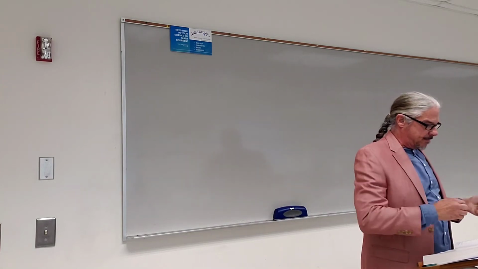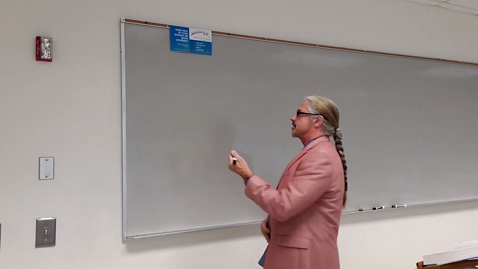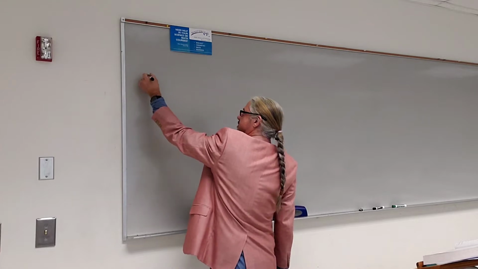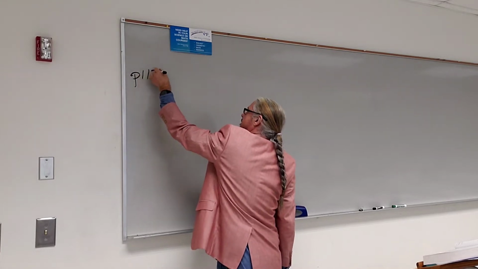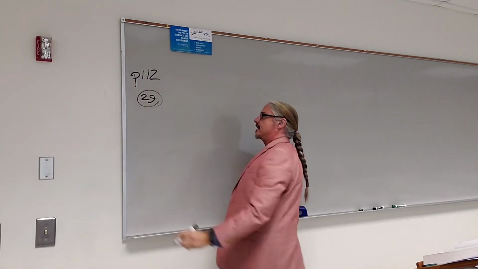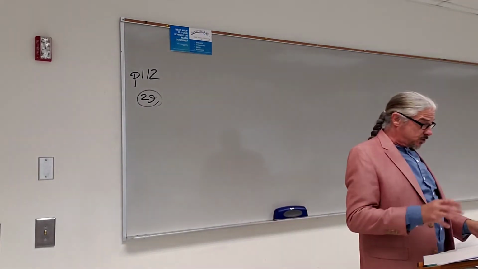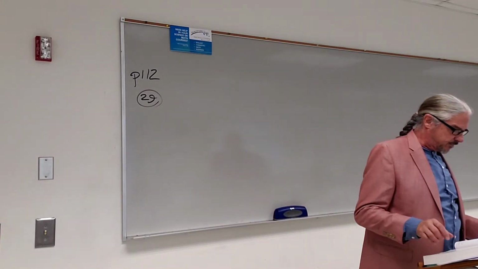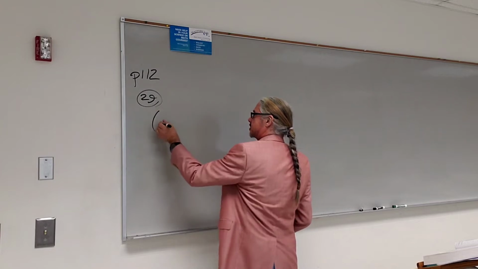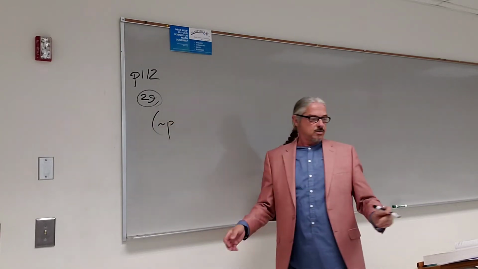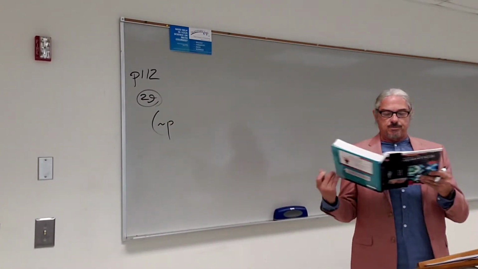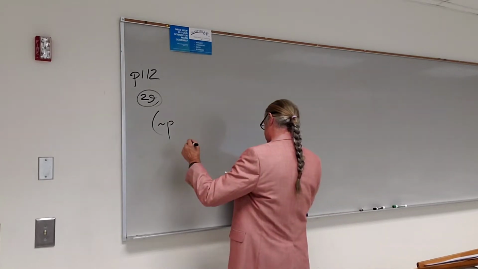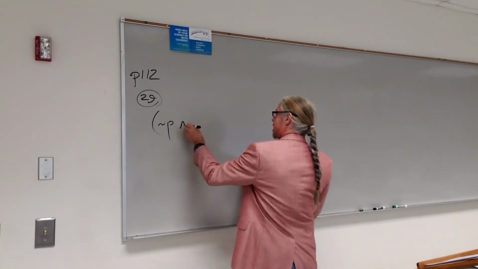Number 29, Matt? Yes. All right, this is page 112, number 29. And again, you need your chart. The chart is your saving grace for this stuff. This says not P. Your book likes the small letters. Not P and not Q.